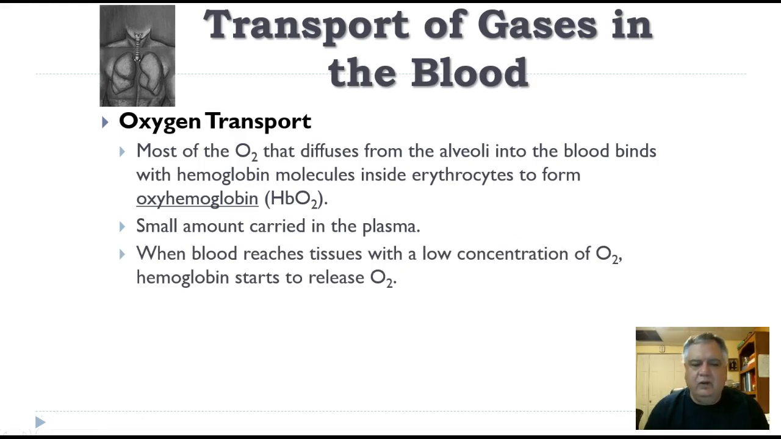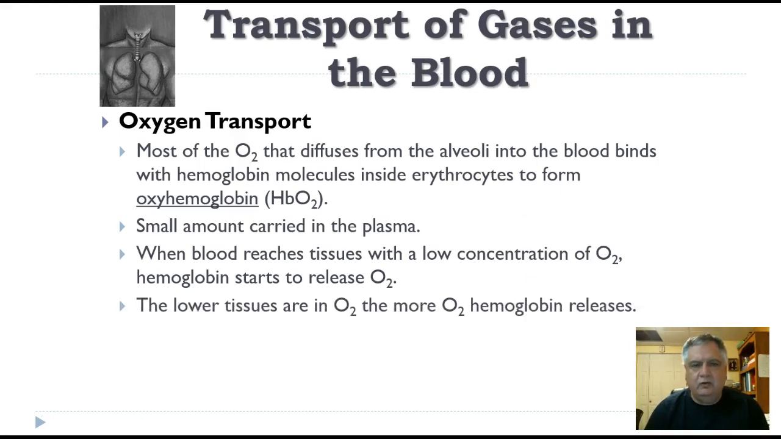So when the blood reaches the tissues that have a lower concentration of oxygen, hemoglobin will naturally start to release the oxygen. And the oxygen will pass into the tissues, which will use it for cellular respiration. The lower tissues are in oxygen, however, the more oxygen hemoglobin releases. And so what that would do is create a steeper slope. So the steeper the slope, remember, the faster the rate of diffusion is going to occur, if you recall that from AMP1.